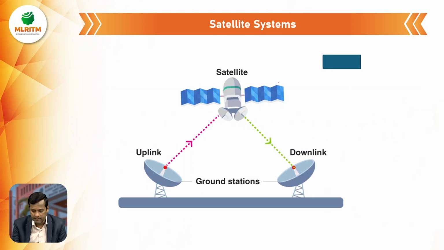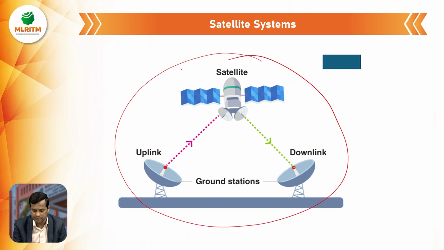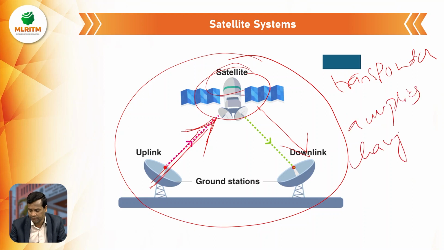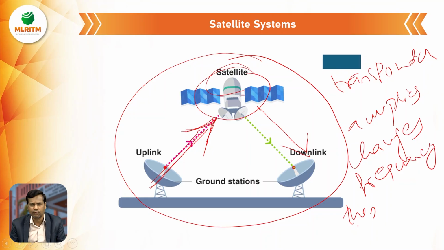So this figure is the satellite system. Here is the satellite, here is the uplink, and here is the downlink. While sending information to the satellite, the uplink sends the signals to the satellite, and in the satellite transponder, it amplifies and changes the frequency of the signal, and then it is sent back to the downlink, right?